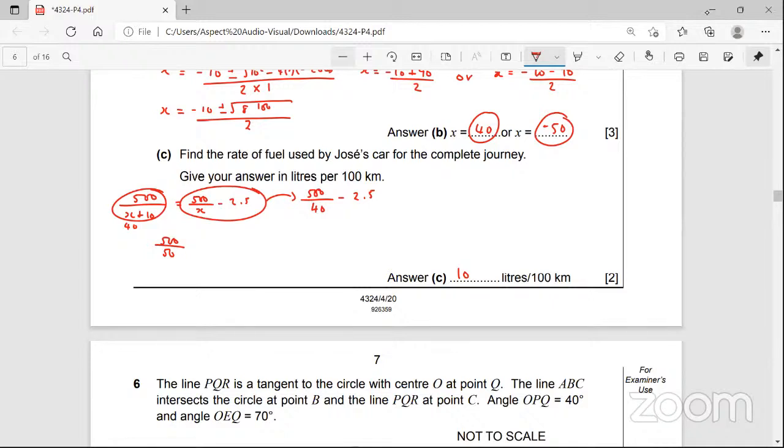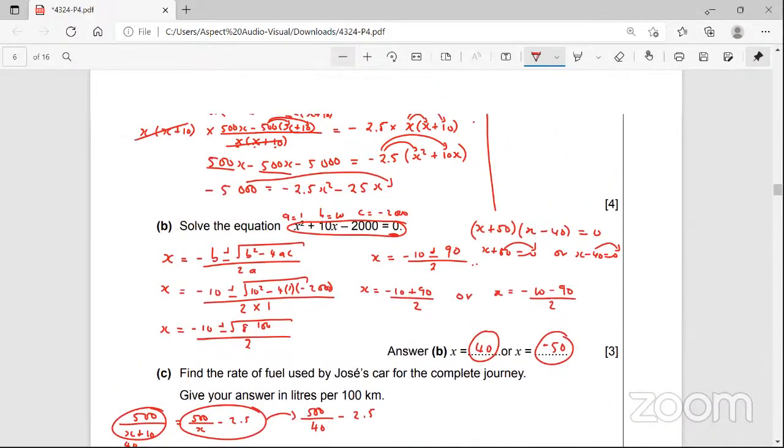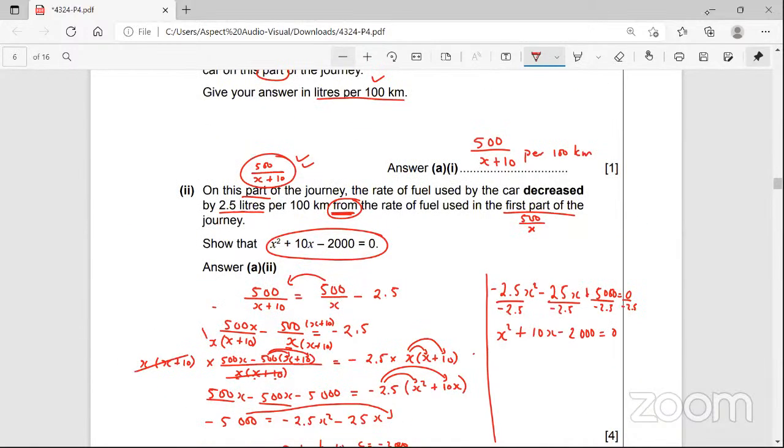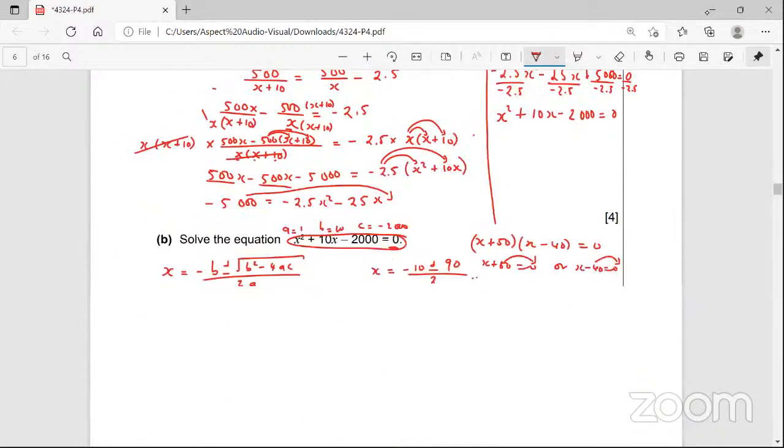Okay, so the total rate net is described by this Roman 2. Because they are telling you on this part of the journey, the rate of fuel used by the car decreased by 2.5. So here they are talking about both parts of the journey. What they are basically telling you is on the second part of the journey, because it's the same person. Now this last part here, they are asking you the total rate taken by the whole journey.